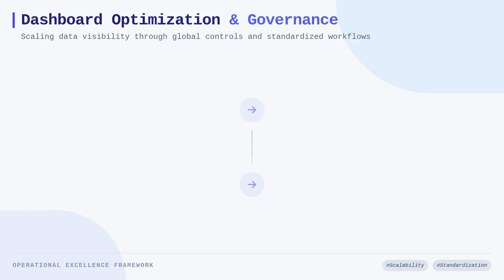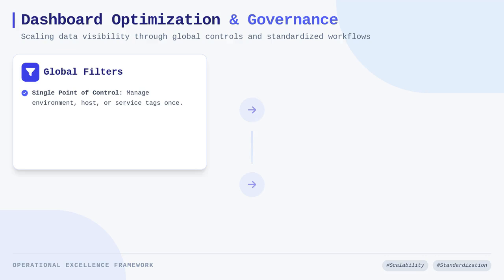Once your layout is optimized, the real power comes from configuring global dashboard-level filters to manage your data dimensionality. Instead of hard-coding every variable into every single chart, you can set up global overrides that affect every child chart on the board simultaneously. This allows a user to select a specific environment, host, or service tag once and have the entire dashboard update to reflect that specific scope.